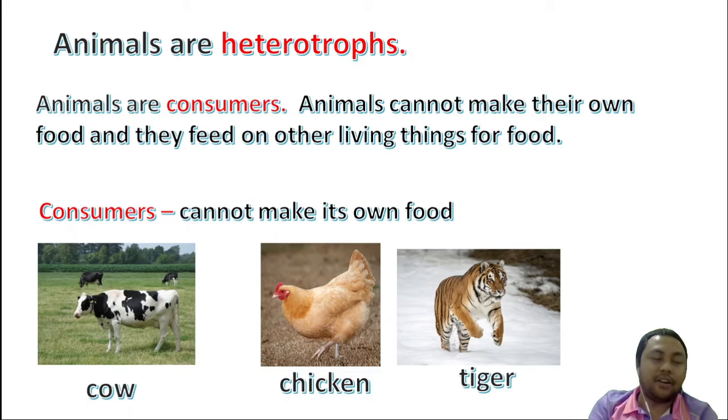Next, we have here animals are heterotrophs. Animals are consumers. Animals cannot make their own food and they feed on other living things for food. So, consumers cannot make their own food. Here are examples of consumers. We have cow, chicken, and tiger. All of these are animals and they are all consumers.